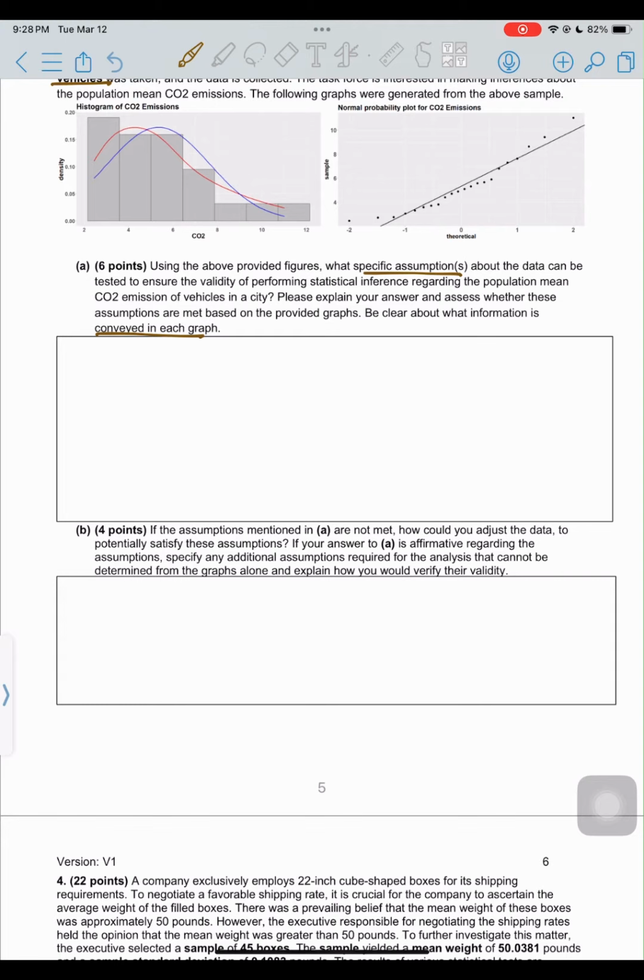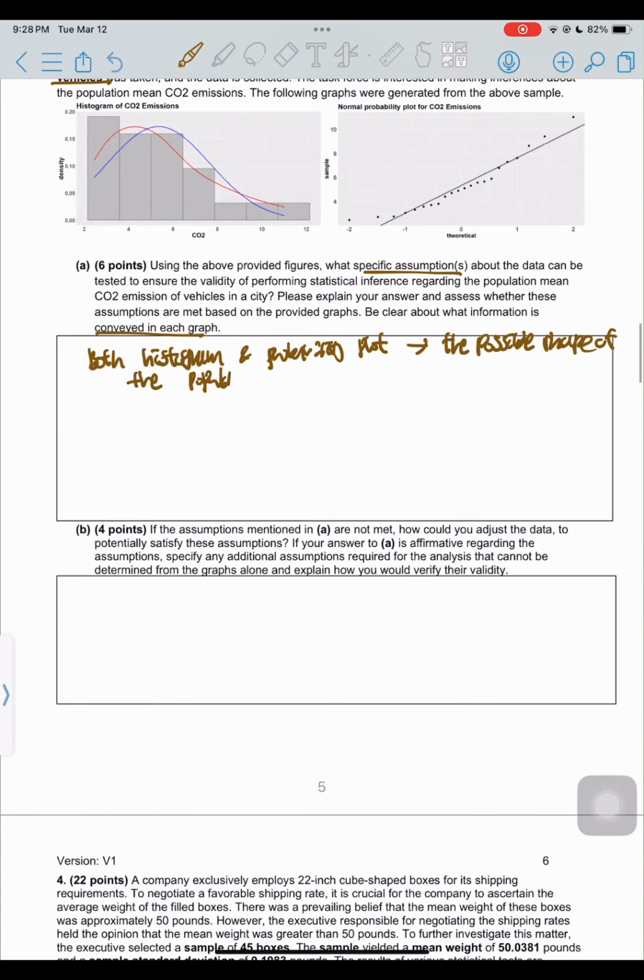Okay, so both the histogram and probability plot provide information about the possible shape of the population of CO2 emissions, whether they're skewed or not. So let's look at the graph. In the histogram, the blue curve and the red curve look like they have a longer tail on the right side, right? So this side is longer. Normally, if it's a normal distribution, it would look more like a bell curve. So the center is in the middle and the right and the left are about the same length. But if you look at our graph, the right tail is longer. That means this is positively skewed.